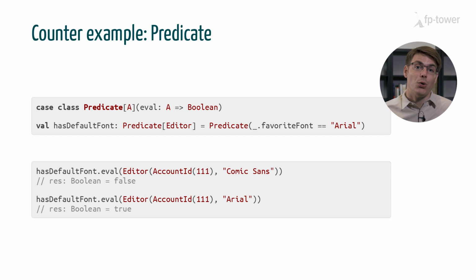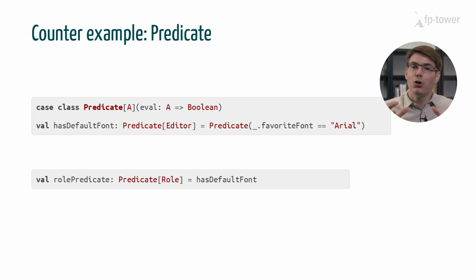The answer is no. The subtyping relationship is not always maintained. It depends on the type constructor. For example, in Chapter 2, we studied a type constructor called predicate, which is essentially a generic function from A to Boolean. Here I define hasDefaultFont, a predicate of editor which checks if their favorite font is Arial.